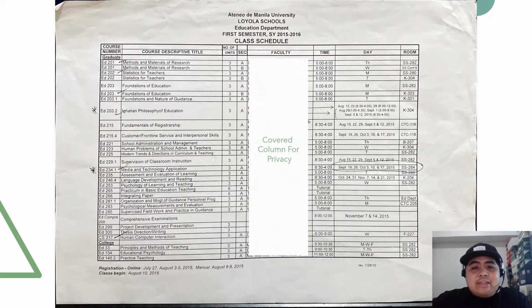So what I have here is the class schedule of our department during the first semester of school year 2015 to 2016. What I want to do is to put it into an Excel sheet so that I'll have a digital copy of this specific table. As you would notice, I covered the faculty column because those are full names, so those are considered as PII or personally identifiable information. So I covered it for their protection. On the next slide, I'm going to show you how we can achieve this specific process.